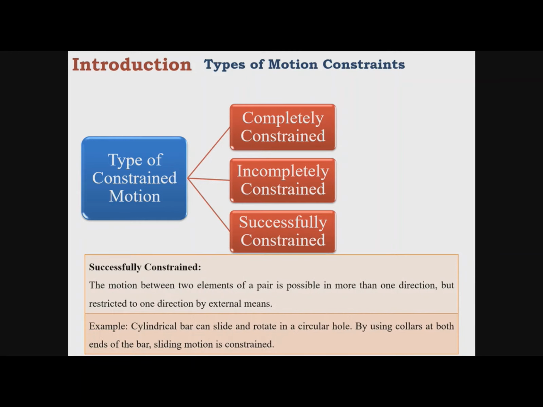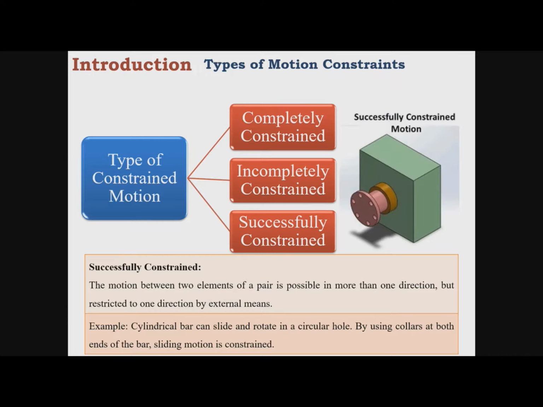Successfully constrained motion, the motion between two elements of a pair is possible in more than one direction but restricted to one direction by external means. Example here, the cylindrical bar sliding and rotating in a circular hole. The sliding can be restricted by using a collar.